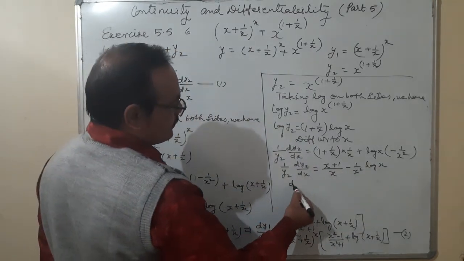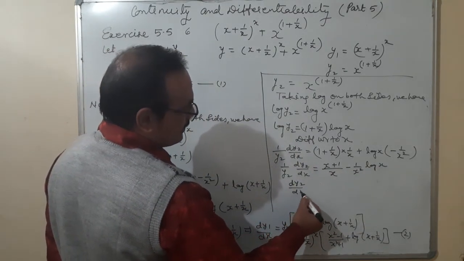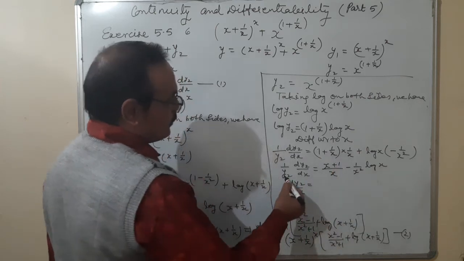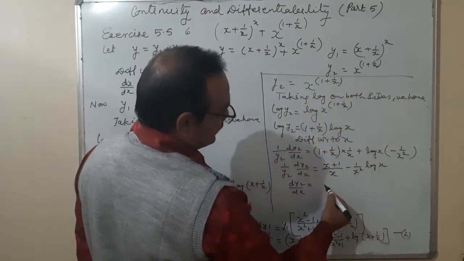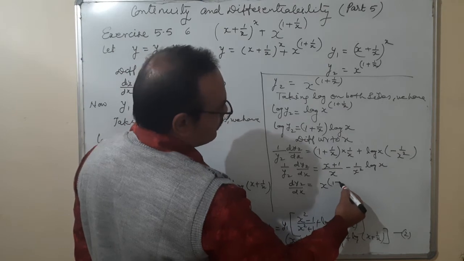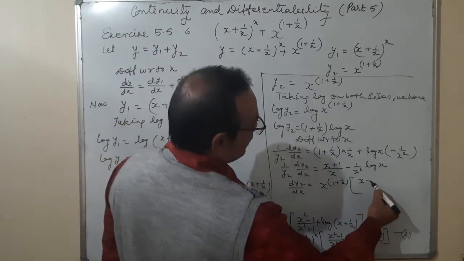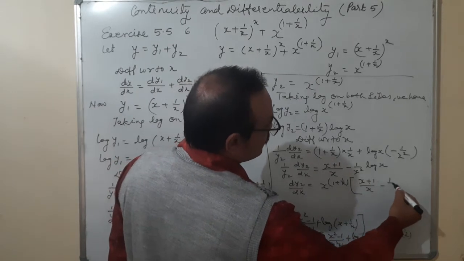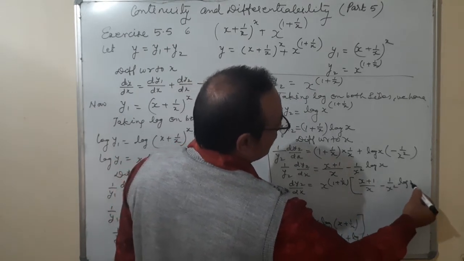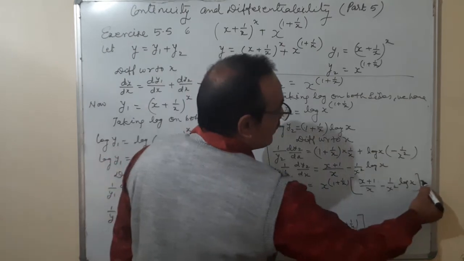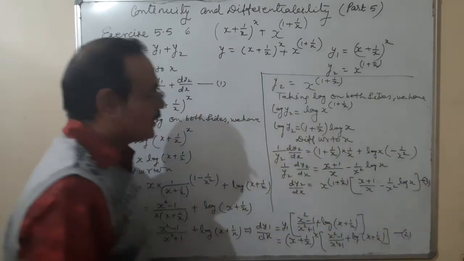So therefore dy2 by dx is equal to y2. What is the value of y2? x to the power 1 plus 1 upon x, and in bracket x plus 1 upon x minus 1 upon x square log x. This is the value of dy2 by dx.